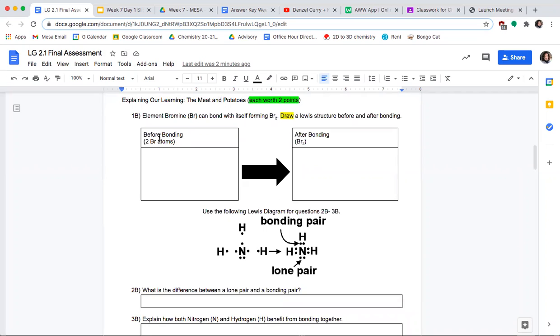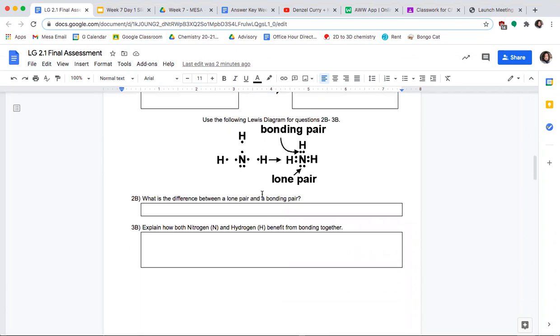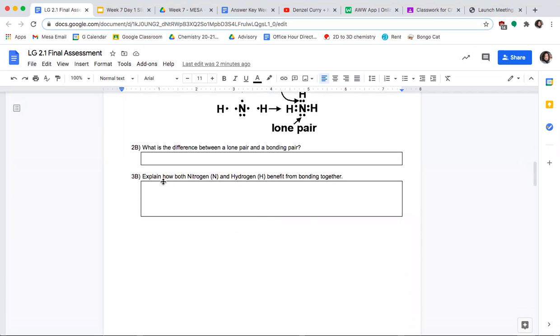So like over here, you're drawing two bromine atoms. Over here, you're drawing two bromine atoms after they bond. So there are two different drawings right here. You've got some questions about a diagram that we've already seen before, but now we've got a better way to explain it. We know how to explain it now.